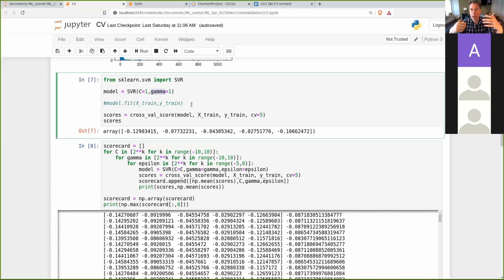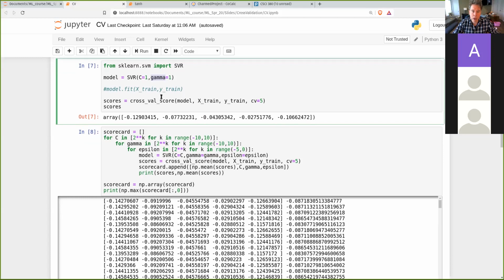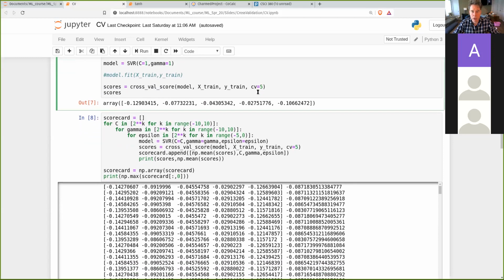And by making gamma bigger, you make the mountain taller and skinnier. So anyway, here are two hyperparameters for support vector regression. And so now you can get the cross-val score. You just pass it the model, the training set, the testing set, and how many folds you want. So here I did 5 folds. It's really common to use 10 folds, but in most of the examples in this worksheet, I use 5 folds.